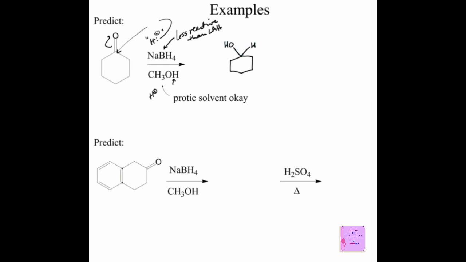Okay, let's try one more. How about if we took this ketone and reacted it with hydride and alcohol? We expect to reduce the carbonyl from a ketone to an alcohol. We could do the mechanism for that. And what happens with this alcohol if we treat it with H2SO4 and heat? We saw that as a dehydration reaction. This is a way to remove water from an alcohol and form an alkene, a carbon-carbon double bond.